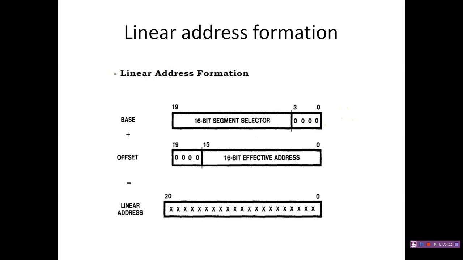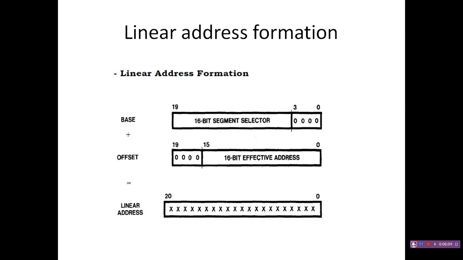Then linear address formation. In V86 mode, the 80386 processor does not interpret 8086 selector by referring to descriptor. Instead, it forms linear address just like 8086 microprocessor. For that, it shifts the selector left by 4 bits to form a 20-bit base address. The effective address is extended with 4 high-order zeros and added to the base address to create a linear address.